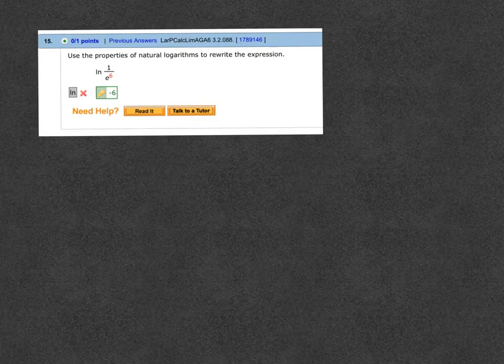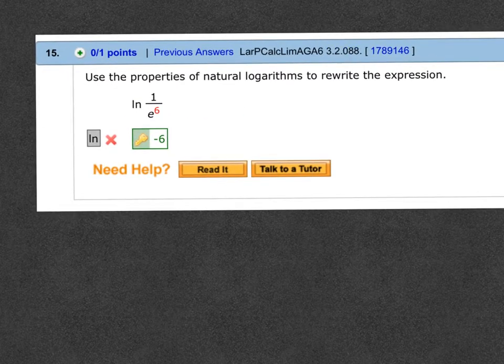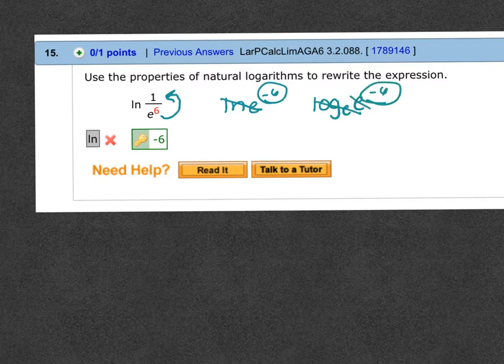This one says use the properties of natural logs to rewrite the expression. So this time I've got ln of 1 over e to the 6th. I'm going to bring e to the 6th to the top, and in doing so it makes my exponent negative 6. And then we talked about that you could either cancel these out, keep the negative 6, or make that log base e of e to the negative 6. And this would be 1, and then the exponent is what you save, which is negative 6. And again, today we're going to talk about properties of expansion and condensing, and actually you can look at them in a different way.